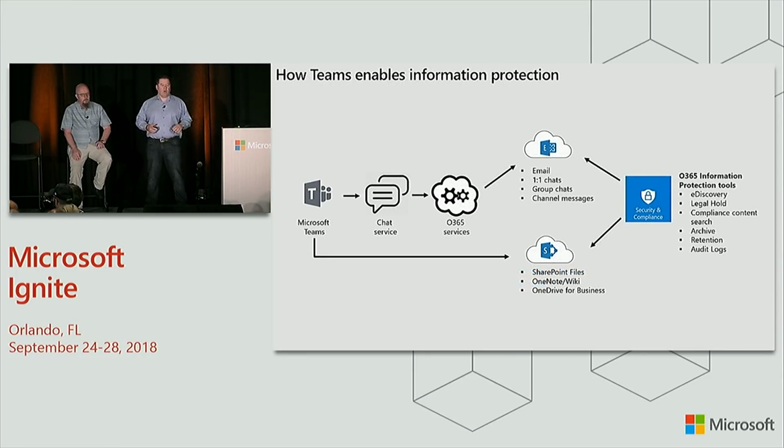So I mentioned how we journal data down into Exchange, and also we take advantage of SharePoint and OneDrive for Business. One of the key benefits today is a lot of the information protection capabilities. So e-discovery, legal hold, compliance content search, archive retention, and audit logs. All of that is largely enabled because of this process that we're doing for journaling.